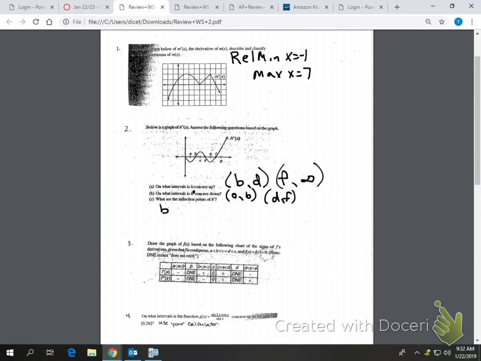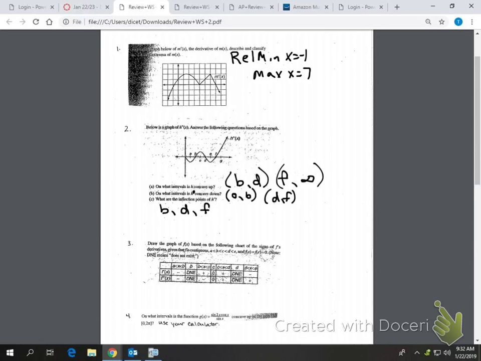B, D, and F. Yes. Thank you. I was thinking first derivative. I was going back to first derivative. Okay? And we also recognize this because that's where concavity changes.